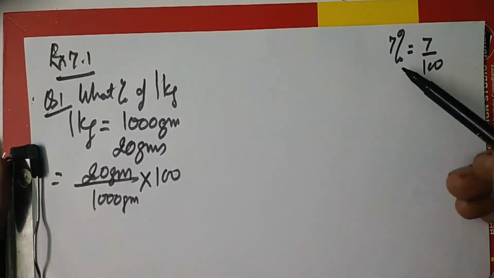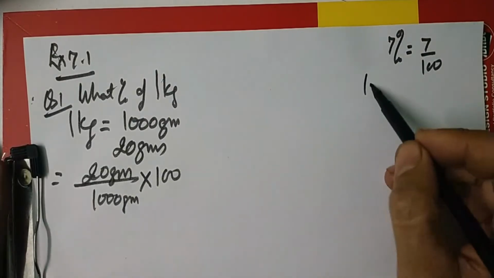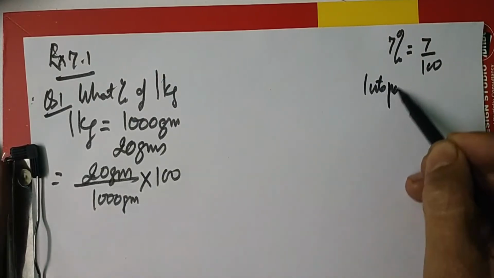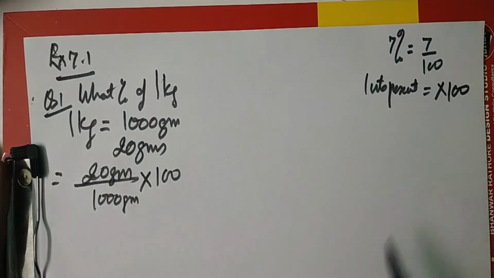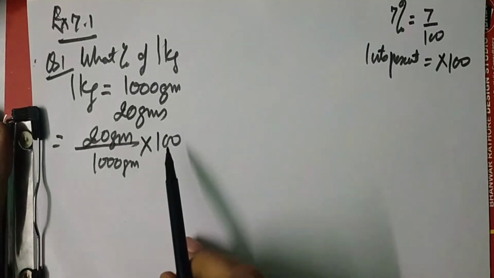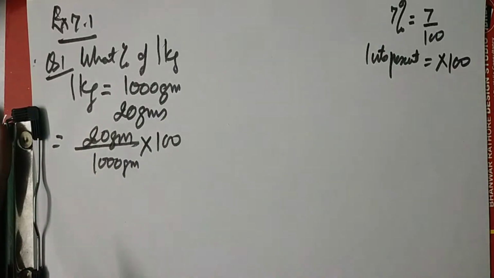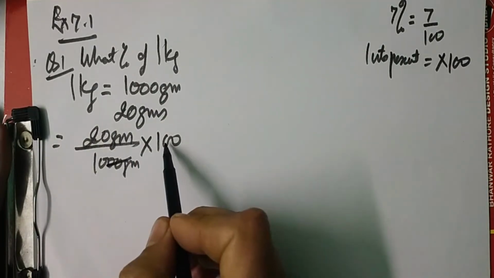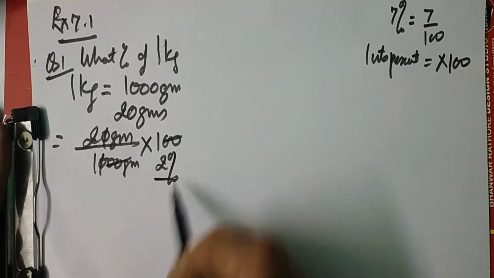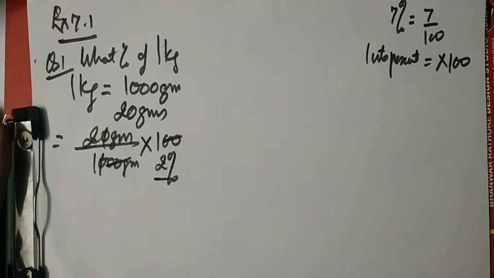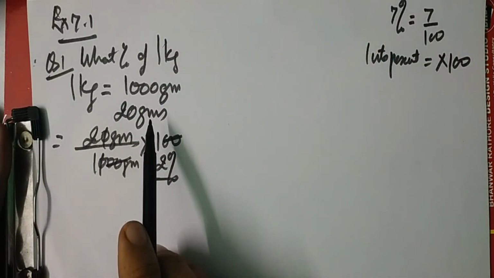Percent is only done when it is asked to convert into percent, then we multiply it by 100. So here also I am multiplying it by 100 because it says convert this number into percent. Now you will simplify. It is 2%. Okay, so the first question is what percent of 1 kg is 20 grams.